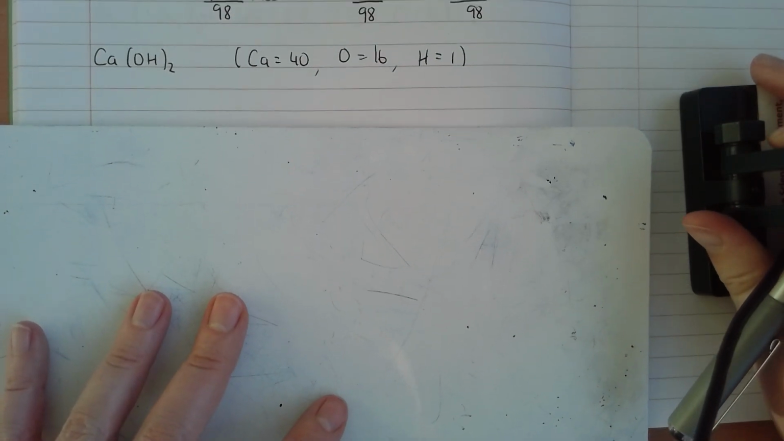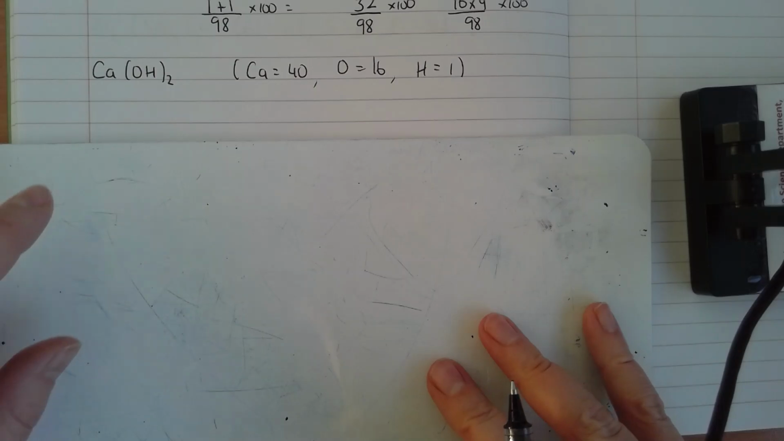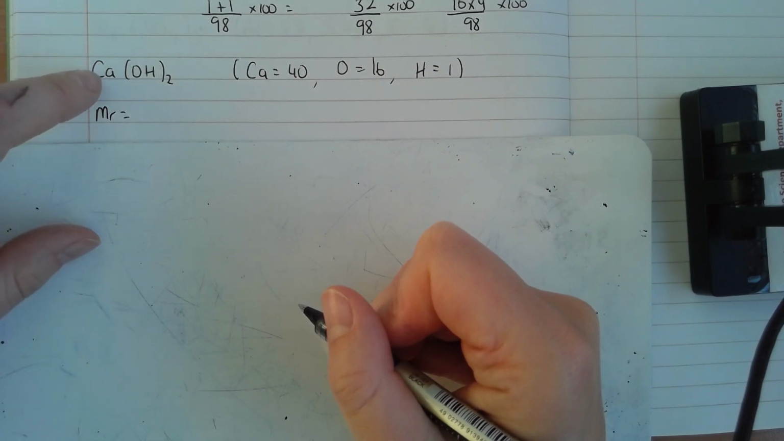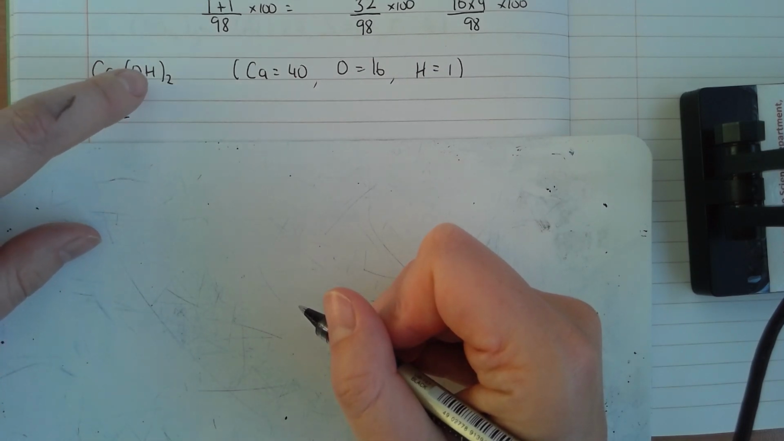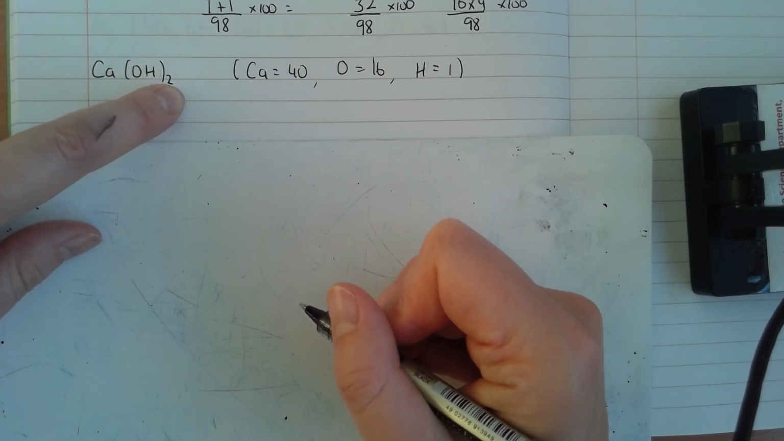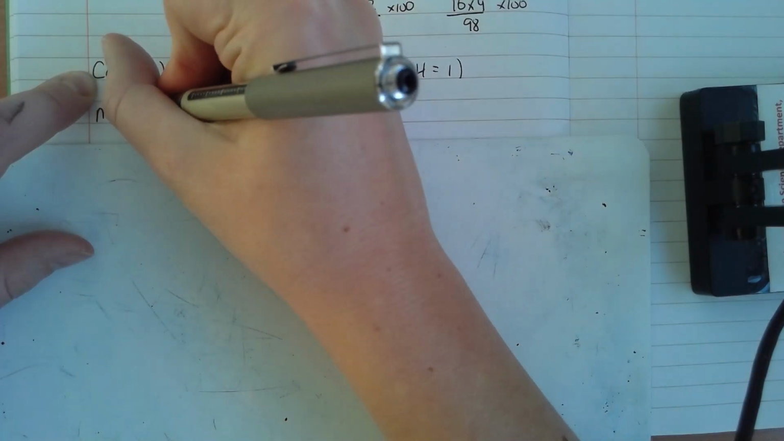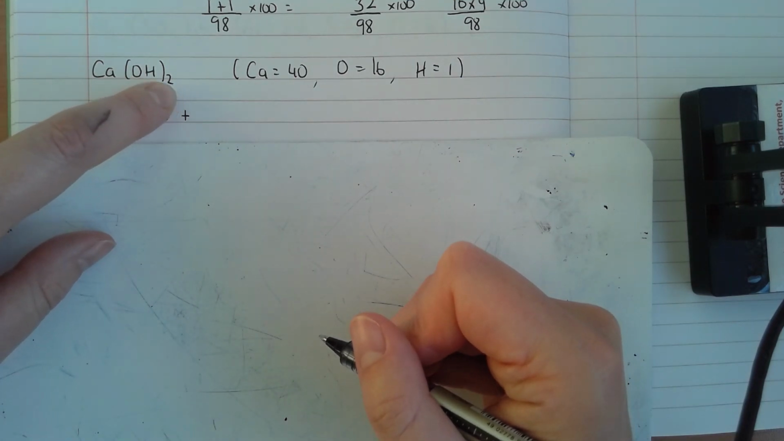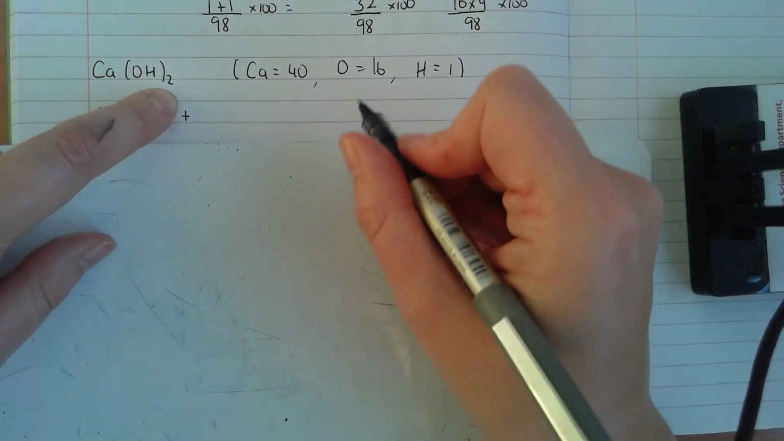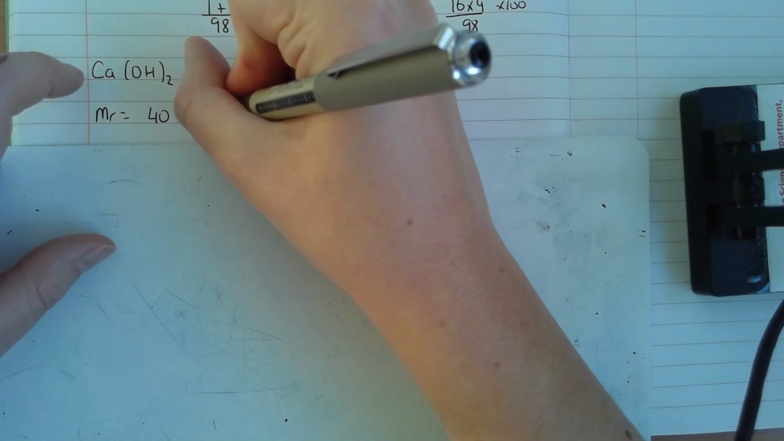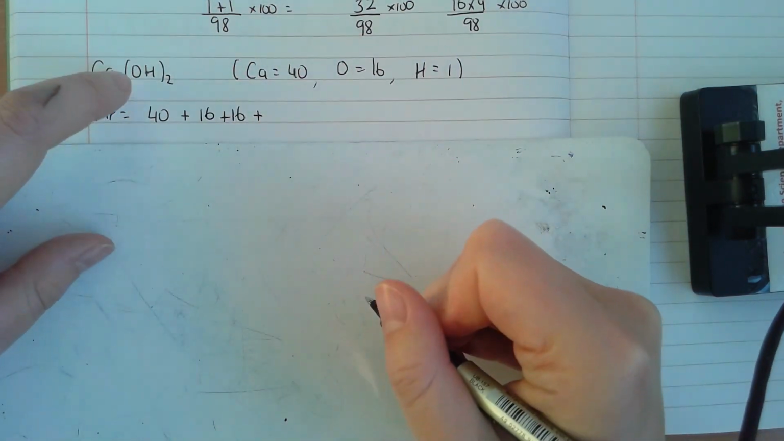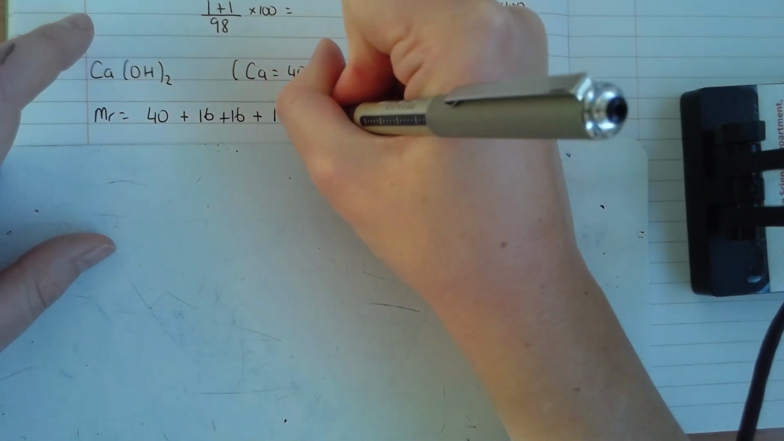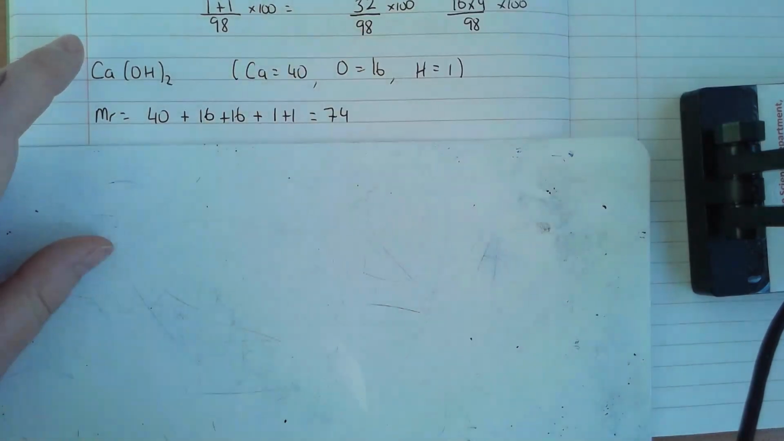Slightly harder example, I've got calcium hydroxide, and it includes a bracket. When you're calculating formula mass, it's really important that you can read the formula. This formula tells me I've got 1 calcium. It's not inside the bracket, so I don't multiply it by the 2. And calcium has a mass of 40, so that's going to be 40. Oxygen is inside the bracket, and there's a 2 outside, and that tells me I've got 2 oxygens. Each oxygen has a mass of 16, so that's going to be 16 plus 16. Similarly, hydrogen is inside the bracket, so I've got 2 of them. Hydrogen's got a mass of 1, so that gives me 1 plus 1. And when I add that all together, I get 74.